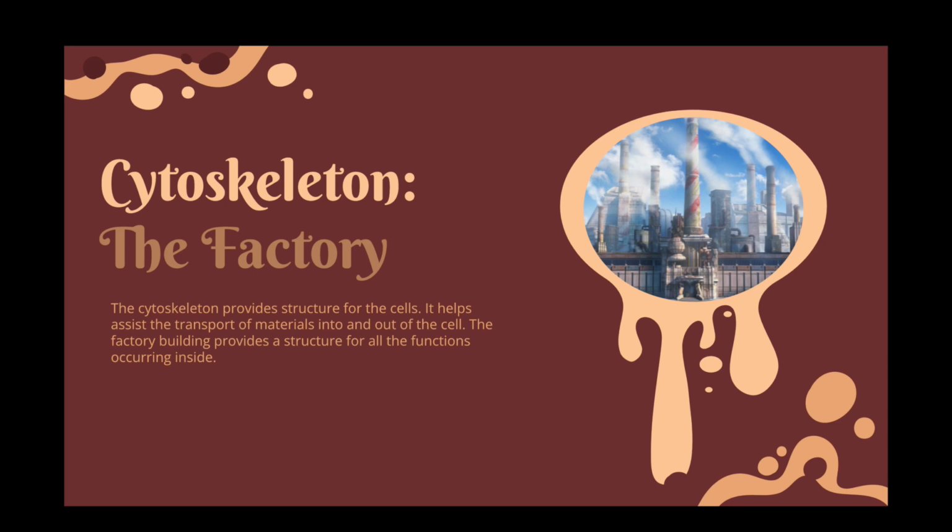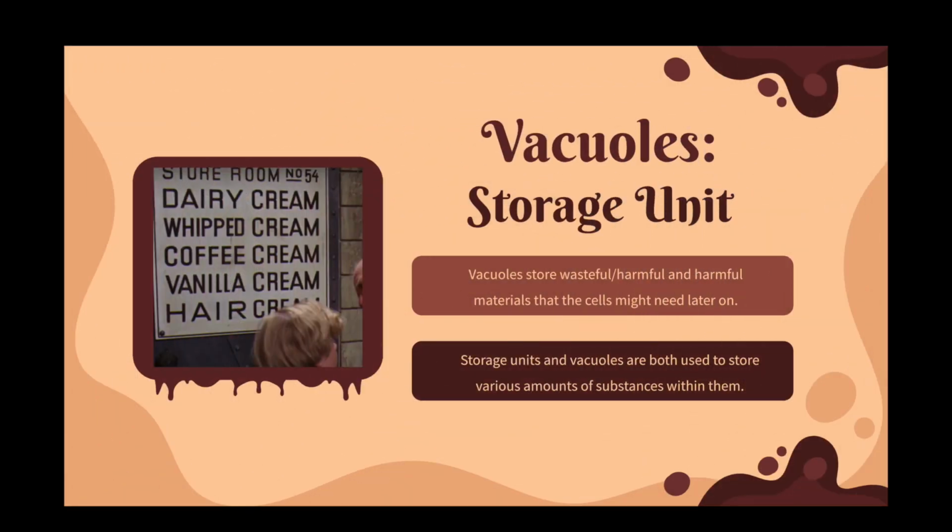For the vacuoles, we chose the storage unit because vacuoles store wasteful, harmful, and useful substances that the cell might need later on. The storage unit best represents the structure since the storage unit and vacuoles both are used to store various amounts of substances and materials within the cell and factory.